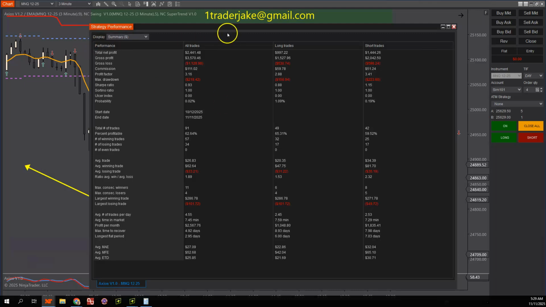But anyway, so with just 1 micro, $2,400 in profit, which is great for many prop firm accounts. Pretty nice. And then the max drawdown, only $219. 91 trades, 62.64%. Largest winning trade, 286. Largest losing trade, 101. So you can see our very positive reward to risk balance here.